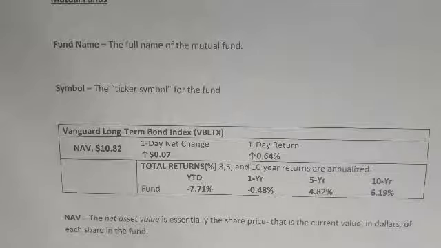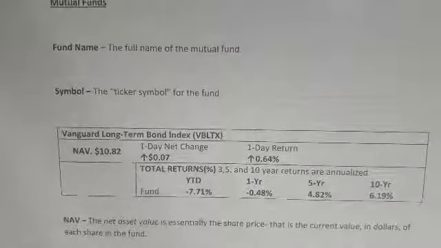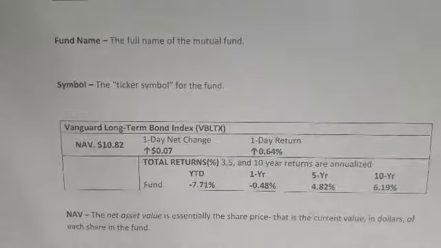The net asset value is essentially the share price. It's the current value in dollars of each share in the fund. The total return on the fund shares year to date is right there. We have a 1-year return, 5-year return, and 10-year return.